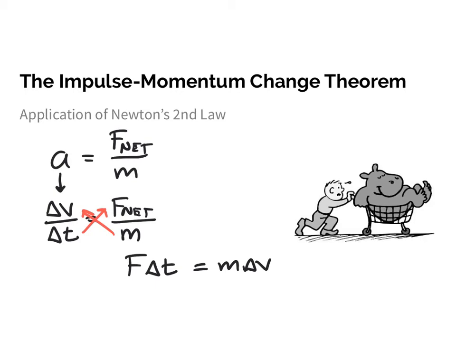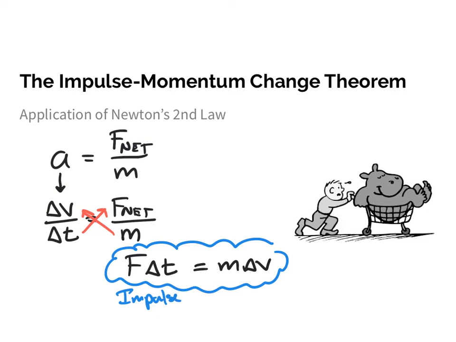So looking at this is what's called the impulse and momentum change theorem. F times delta t, this is called the impulse. This is how the momentum changes. And then obviously this side is going to be the momentum change based on m and delta v. So how to read this equation is you have a force acting over a certain amount of time that's going to cause an object to change its speed.